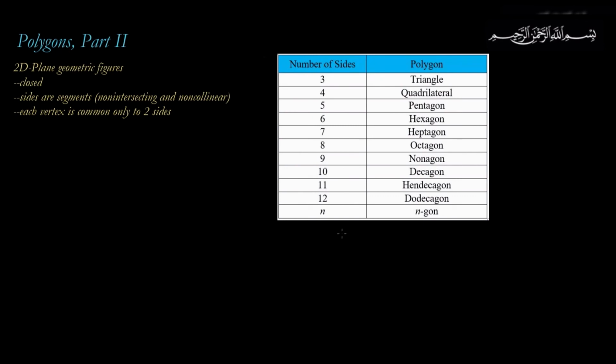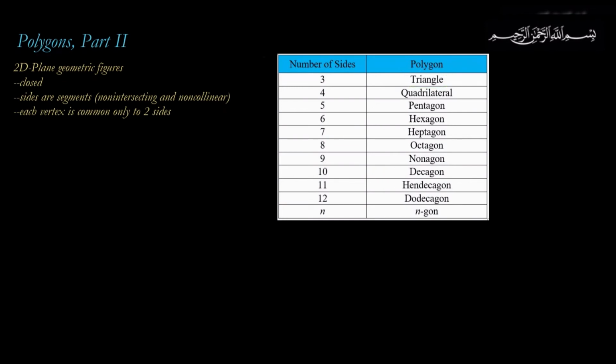Okay, now naming of polygons. Polygons are named based on the number of sides that they have. So if you have a three-sided polygon, as you're very familiar with, that's called a triangle. So here's a three-sided polygon. A triangle is basically a three-sided polygon, correct? And that you're familiar with already.